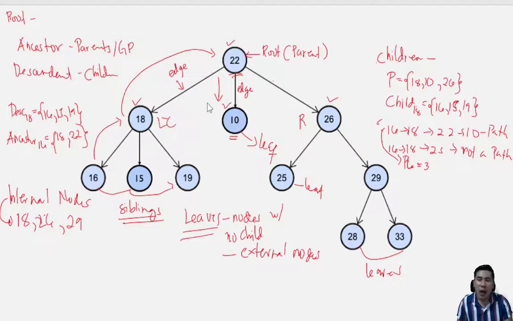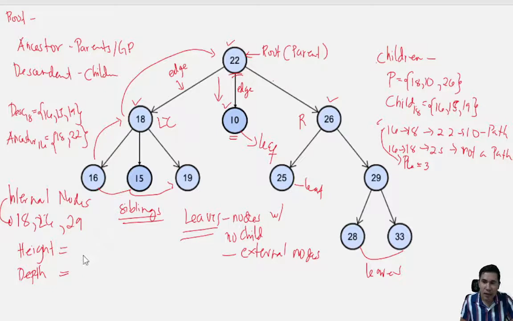Okay, and how about height? So there is also what we call height. Height is the length of the longest path to a leaf. The height of a tree is the maximum depth. So what is depth? We have another term. So the height is depth plus 1.